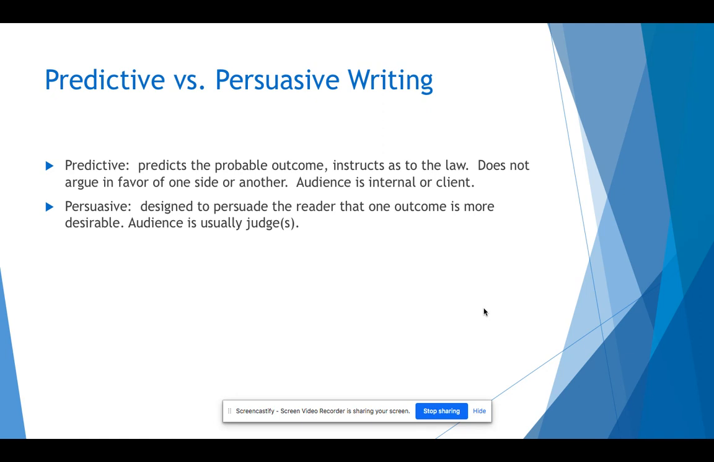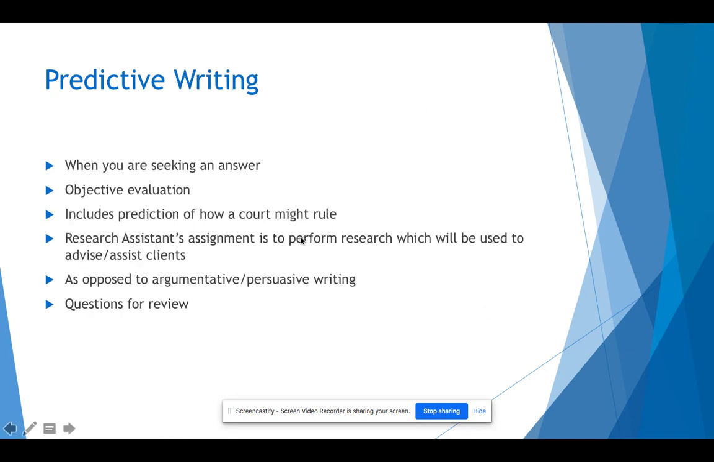A persuasive type writing might be something you might be more familiar with. It might be like a motion or an appellate brief. So it's designed to persuade whoever's reading the document that what you're arguing or what you're stating in the document is true, that the outcome you are advocating for is more desirable. So you can kind of see the different styles of writing just from that. And for a persuasive writing, you're usually just writing to the court, to the judge.